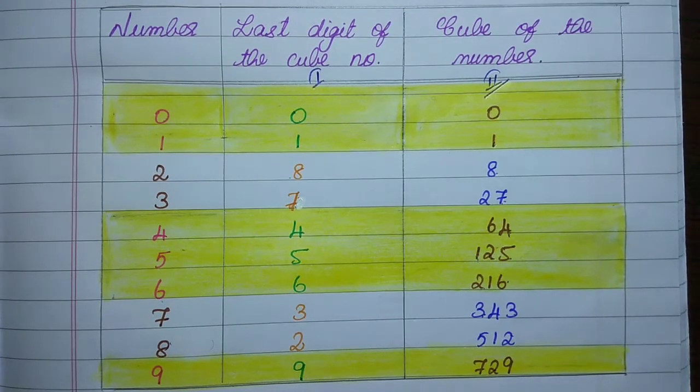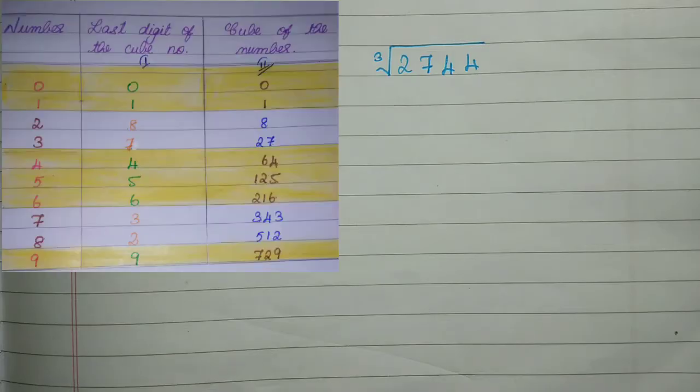So after knowing this table very well, now it's time to find the cube of a number. So now let us get started. Let us start finding the cube root of the given number. Let this be the first number. What do you have to do in order to find the cube root? A cube number is given, and now you have to find the cube root of it.